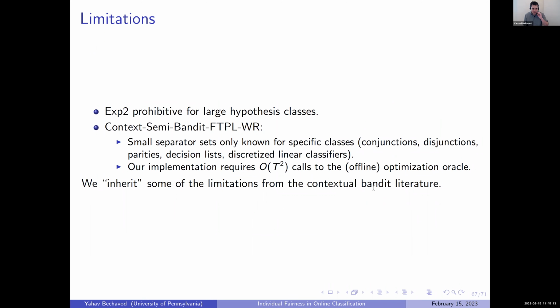And these are the limitations that I just mentioned: if you have a large hypothesis class, EXP2 might not be the right algorithm. This FTPL style algorithm, in general, not just for the fairness setting that we have here, requires this small separator assumption on the hypothesis class. We know small separators for conjunctions, disjunctions, parities, decision lists, discretized linear classifiers, but not in general. And due to this resampling, we have this O of T squared calls to the optimization oracle. But ideally, you would want to do better.